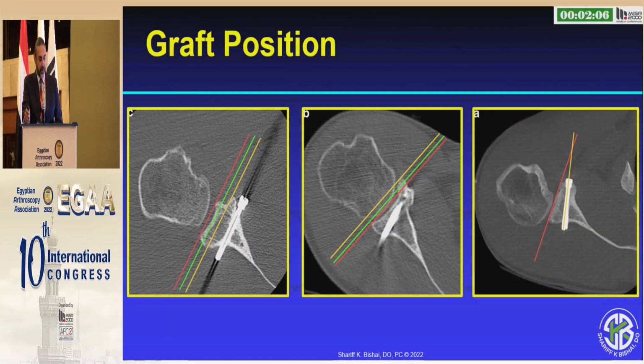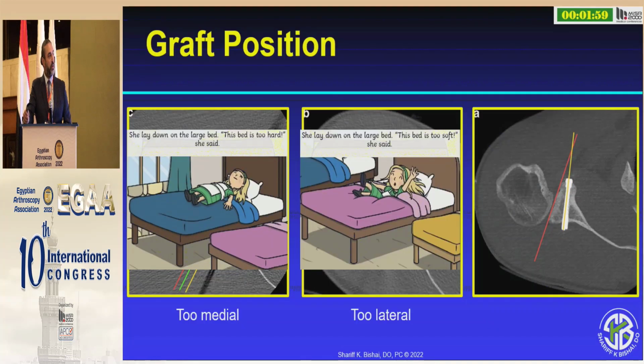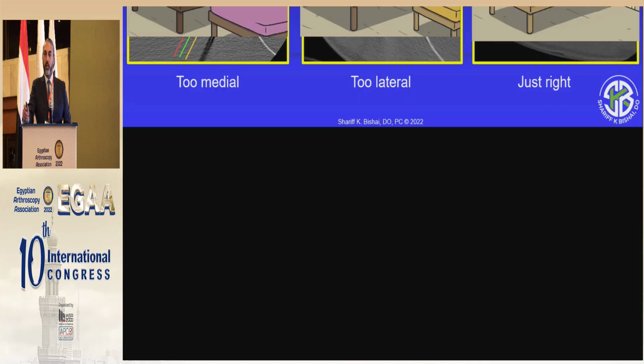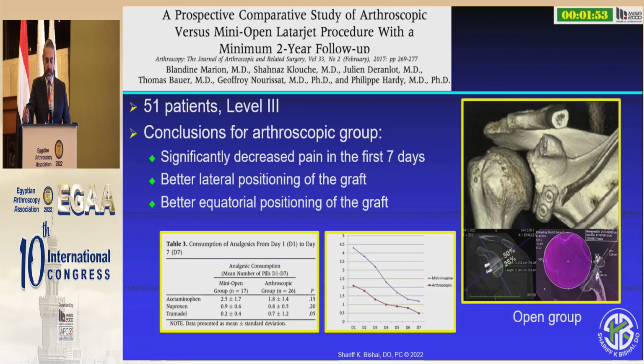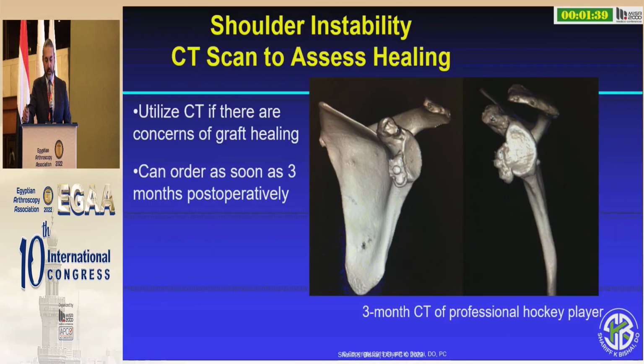Finally, the graft position, we talked a little bit about this. It's kind of like Goldilocks, and so this one was too medial, this one was too lateral, and this one was just right. So we've got to make sure we take the time to appropriately position it, because that's the whole procedure. 51 patients here. When you look at the graft and the appropriate positioning, not only did you have better outcomes, but you also had, with the arthroscopic procedure, a decrease in the opiate use. So there is a proponent here of doing this arthroscopically.